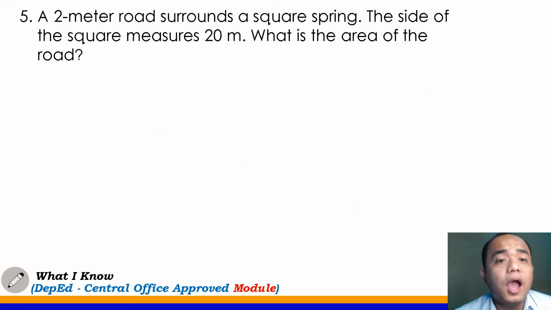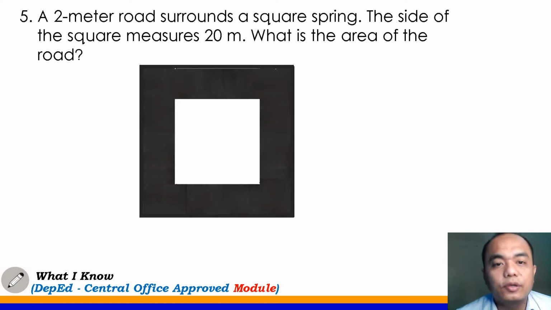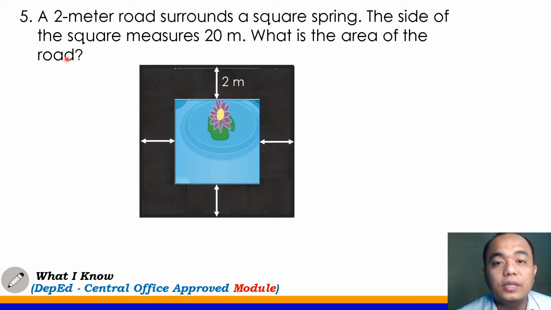Number 5. A 2-meter road surrounds a square spring. The side of the square measures 20 meters. What is the area of the road? So, let's illustrate first. Ito yung 2-meter road, no, na nasurround ng ating square spring. Yung nasa gitna, yung spring natin, in shape of square. At ito yung kalsada, yung road, na yung wide niya is 2 meters. No, yung lapad ng road natin is 2 meters.